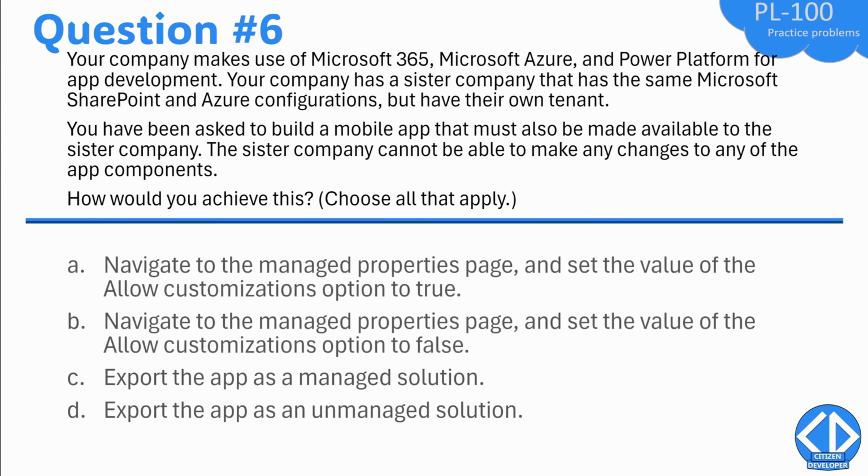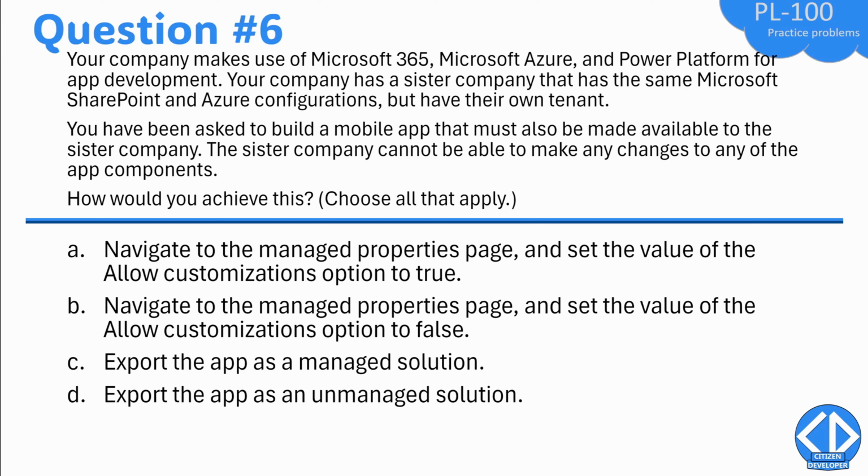So your company makes use of Microsoft 365, Microsoft Azure, and the Power Platform for app development. Your company has a sister company that has the same Microsoft, SharePoint, and Azure configurations, but they have their own tenant. You've been asked to build a mobile app that must also be made available to the sister company. The sister company must not be able to make changes to any of the app components. So we're looking for something that's going to be locked down. How would you achieve this?